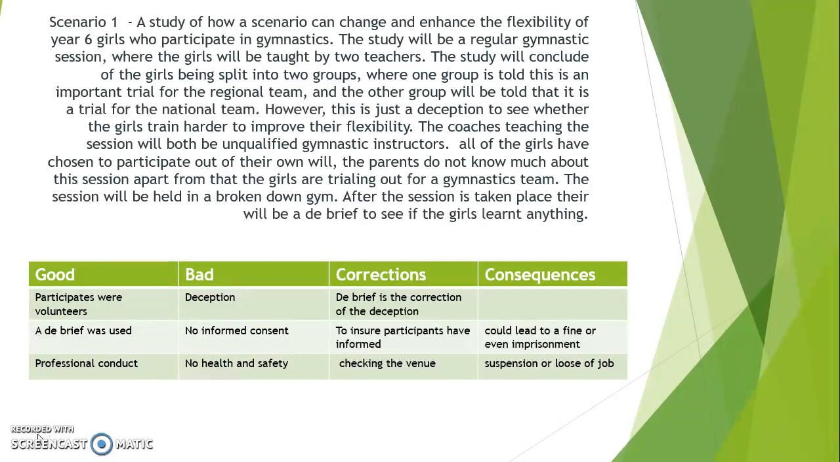A correction with having no health and safety is that you could check the venue to see if the experiment was safe to take place and the condition of the participants were okay. The consequences with no health and safety is that it could lead to physical harm and even a suspension or loss of job.